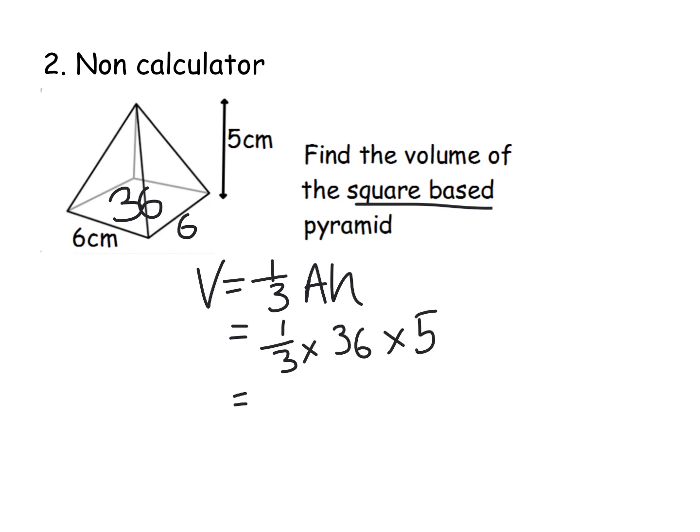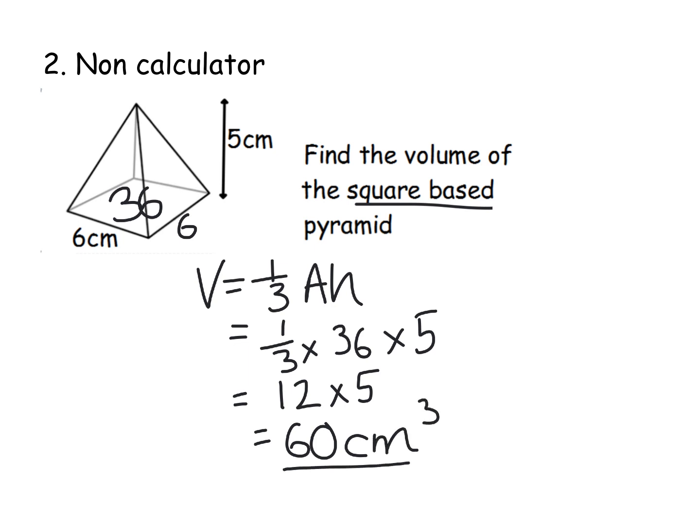Now to make this really easy, one of the numbers will always cancel with the third, whether it's the area of the base or the 5. A third of 36 is 12. So I'm really left with 12 times 5, which is 60 centimetres cubed. So that was it without a calculator. So it's always about looking for a simple way to do it.